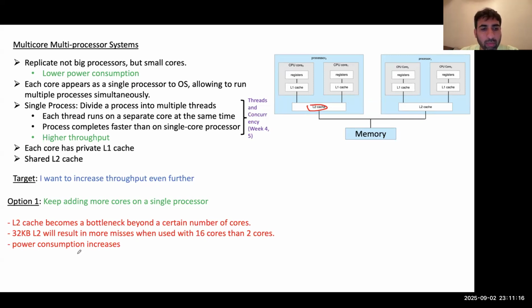How? Let me give you an example. Let's say that you have a 32 kilobyte L2 cache here. Let's say the size of this cache is 32 kilobytes, right? And let's say it is shared only among 2 cores, which are running 2 different processes, A and B, right?